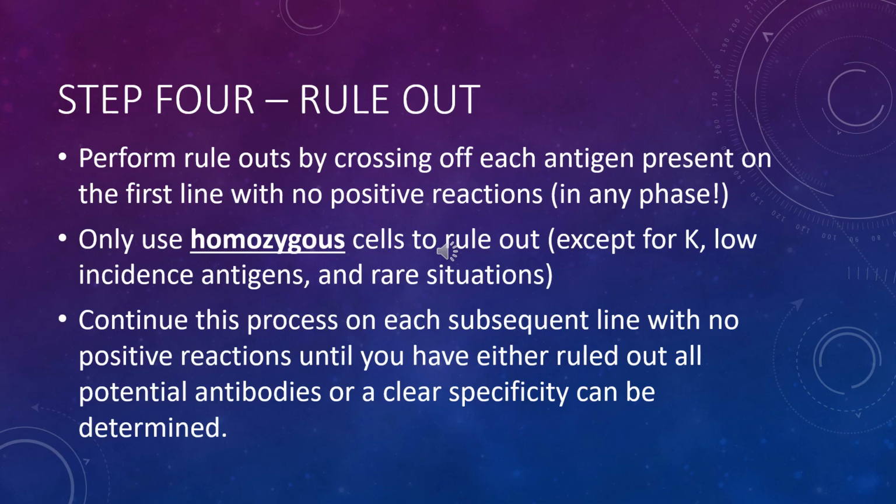And after we've ruled out everything we can from that first cell that didn't react with our patient plasma, we go on to the next negative cell and we repeat that process. We continue repeating it until we've ruled out every possible clinically significant antibody. And that should narrow down our potential suspects for our antibody identification.